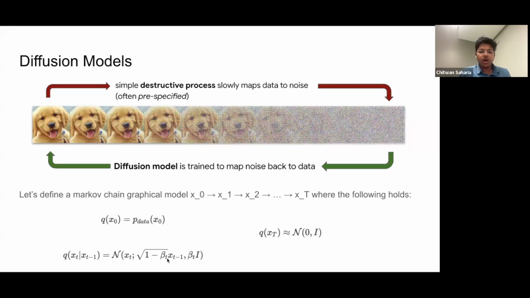And you can imagine that the smaller the beta t are, the more steps you have to take for noising to actually arrive at the standard Gaussian normal distribution. So this is the trade-off that you have to decide on when training these diffusion models.